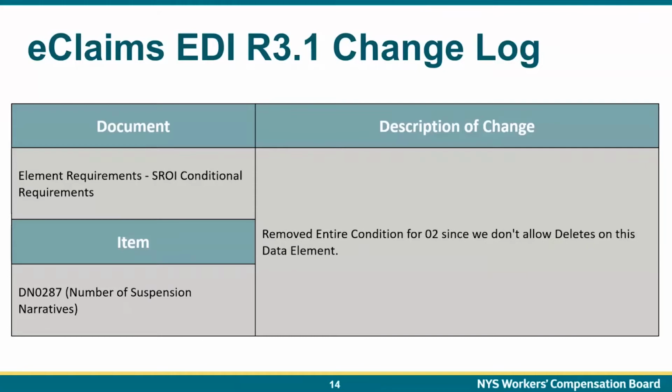The SROI conditional requirement tab was updated, very similar. The suspension narrative counter was removed because we don't allow deletes. This is listed under item 49 on our eClaims change log. eClaims change log item number 42 also references that we changed the reportable change code for delete from H to N for suspension narrative. So again, because we don't allow deletes on suspension narrative, we changed that from H to N and removed the condition for the counter.